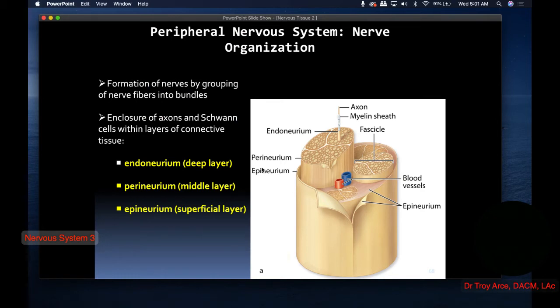So how's it organized? So the formation of nerves by grouping of nerve fibers into bundles. So the enclosure of axons and Schwann cells within layers of connective tissue. The very deep layer, we have the endoneurium. So that's the deepest layer, as you can see right here. This is your endoneurium right there. And then we have our perineurium, right, which is this outer sheath. And then on the outside, we have our superficial layer, which is the epineurium. And that's how it's organized.